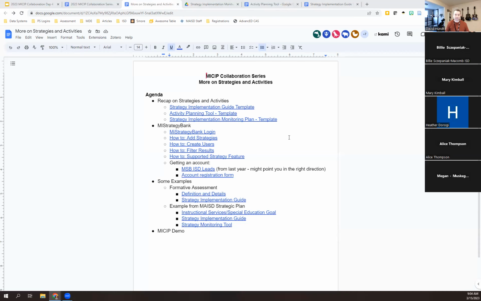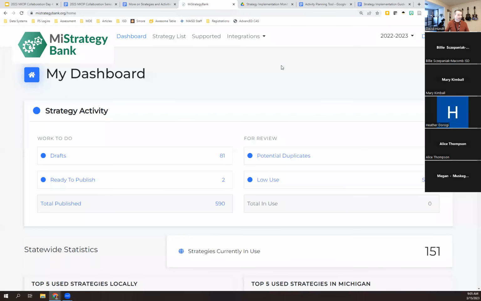So if this whets your appetite for the strategy bank and you want more of that, you can come to the next session that Megan's going to be leading. But I'm going to pull over. This is the My Strategy Bank, and it's just mystrategybank.org. So it's literally its own platform.